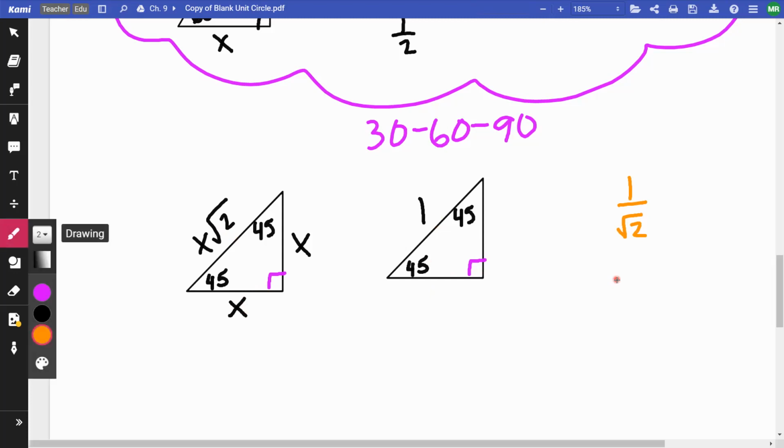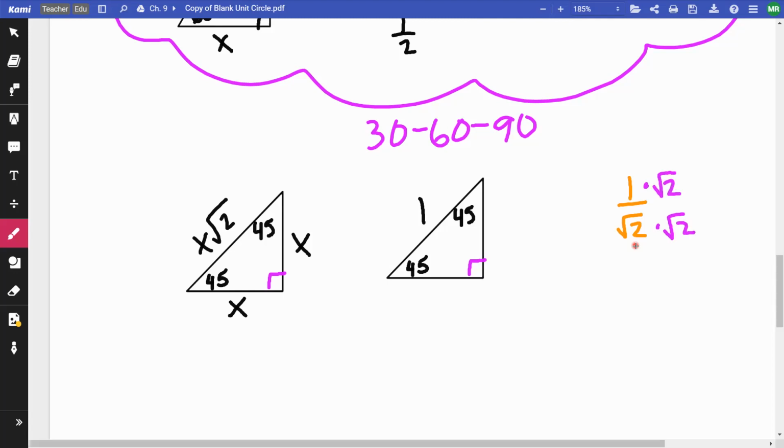We do not like to leave radicals in our denominator. We do something called rationalizing. So I'm going to multiply the top and the bottom by something that will make this irrational rational. Basically, I need to make this not be a square root of something that's not a perfect square. So I'm going to multiply it by √2, because √2 times √2 is √4, and the square root of 4 is 2.